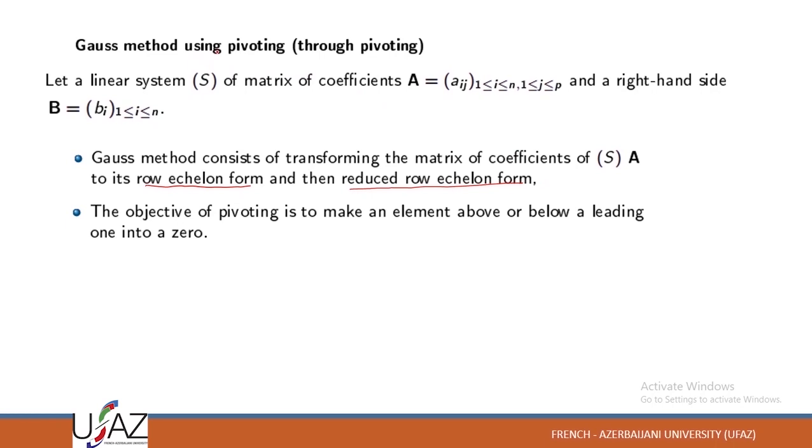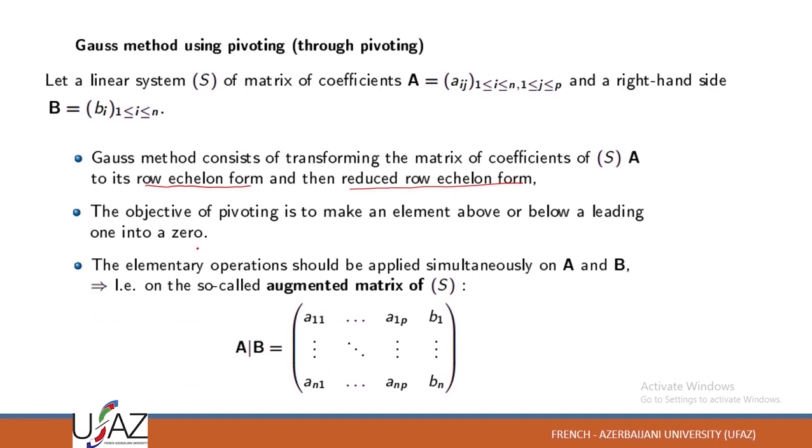You see here we say using pivoting. The objective of pivoting is to make an element above or below a leading one into a zero. In order to obtain reduced row echelon form, we will use elementary row operations. And here, row operations should be applied simultaneously on A and B, that is, on the so-called augmented matrix. We expand the matrix of coefficients with the matrix B, and this matrix is called the augmented matrix of S. That's it.